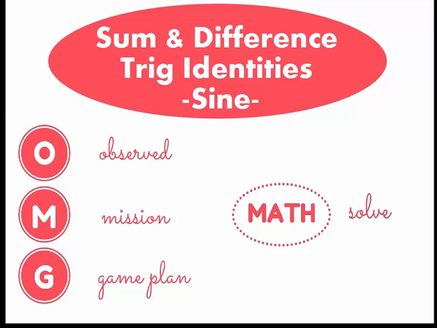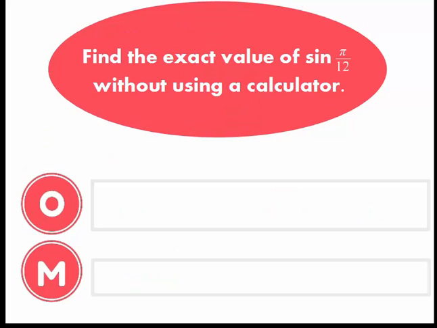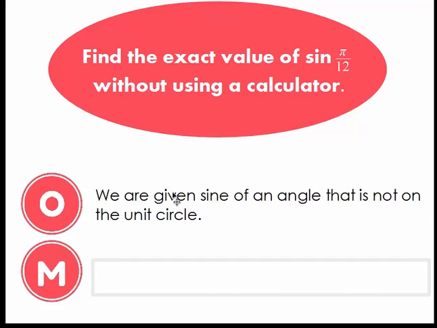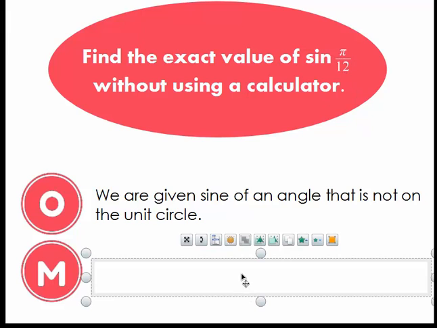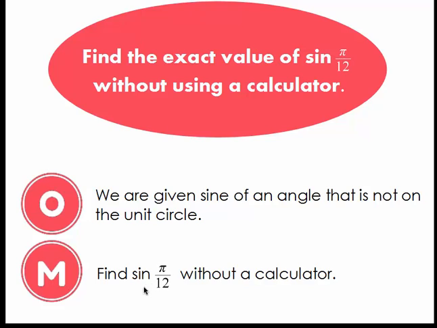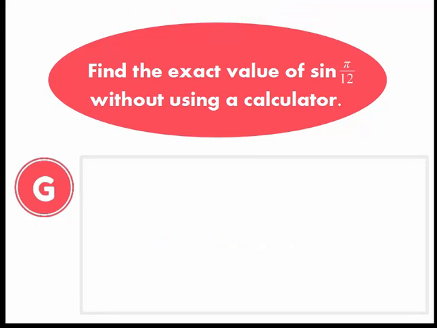We're going to do sum and difference trig identities with sine using OMG Math. It says find the exact value of sine of pi 12ths without using a calculator. So the first thing we observe in this problem is that we are given sine and that the angle we're given, pi 12ths, is not on our unit circle. Our mission is going to be to find sine of pi 12ths without using a calculator.